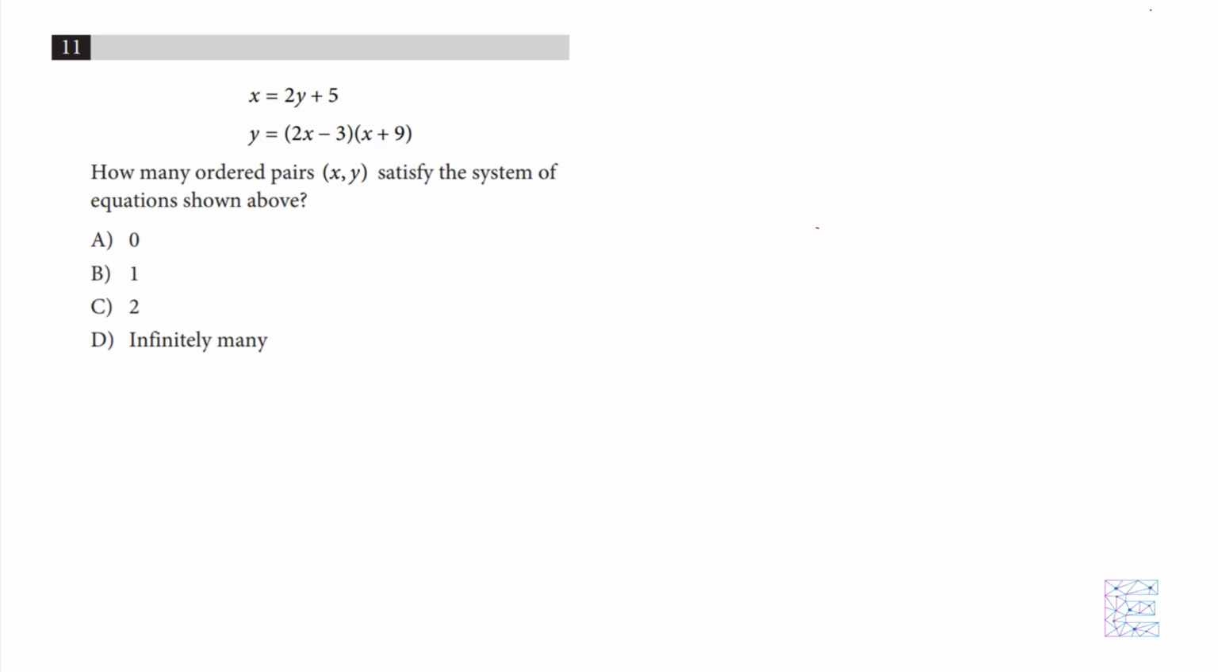How many ordered pairs x, y satisfy the system of equations above? So let's examine the equations given. We have a linear function here, and we have a quadratic equation right here.